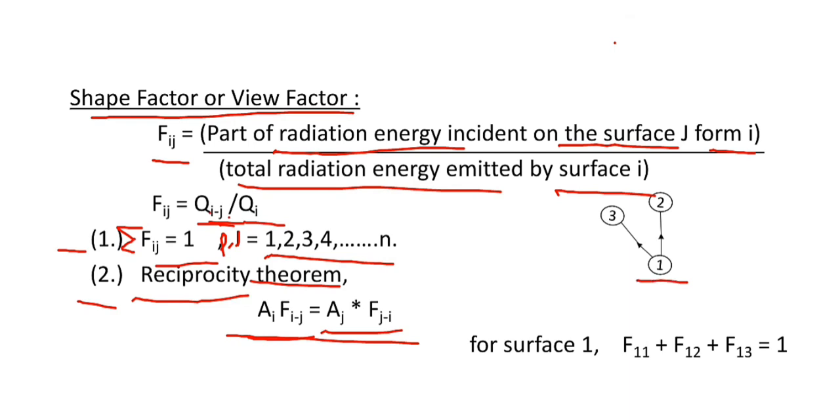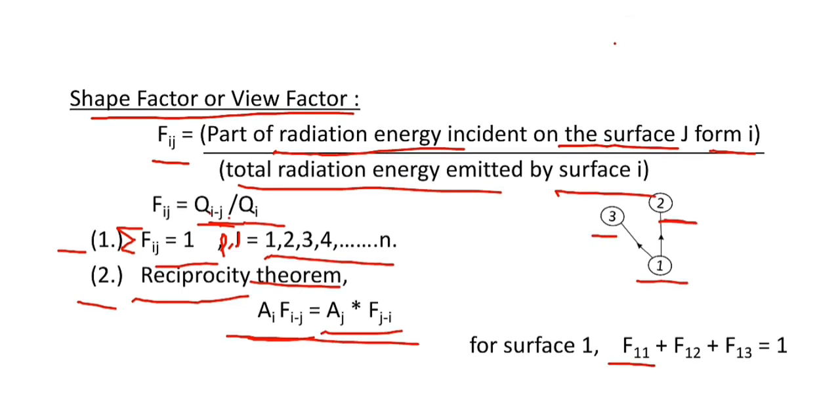Suppose 1, 2, 3 are 3 bodies, so the total shape factor of body first can be written as the shape factor of body first with respect to itself F11, plus the shape factor of body first with respect to second F12, plus with respect to third body F13, and the sum of all these is equal to 1. So guys, I hope you have understood till now. Now let's go for the solution.